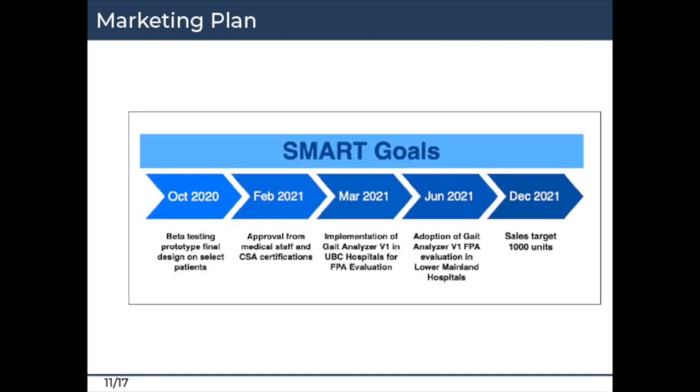For our marketing plan, we have set a series of SMART goals for the initial development of our company and product. By October 2020, we will complete beta testing our prototype on select patients. By February 2021, we will seek approval from medical staff and CSA certifications. By March 2021, we will complete implementations of our analyzer in UBC hospitals and for FPA and evaluation. By June 2021, we will seek adoptions of our analyzer in Lower Mainland hospitals. And by December 2021, we seek to have annual sales of over 1,000 units.